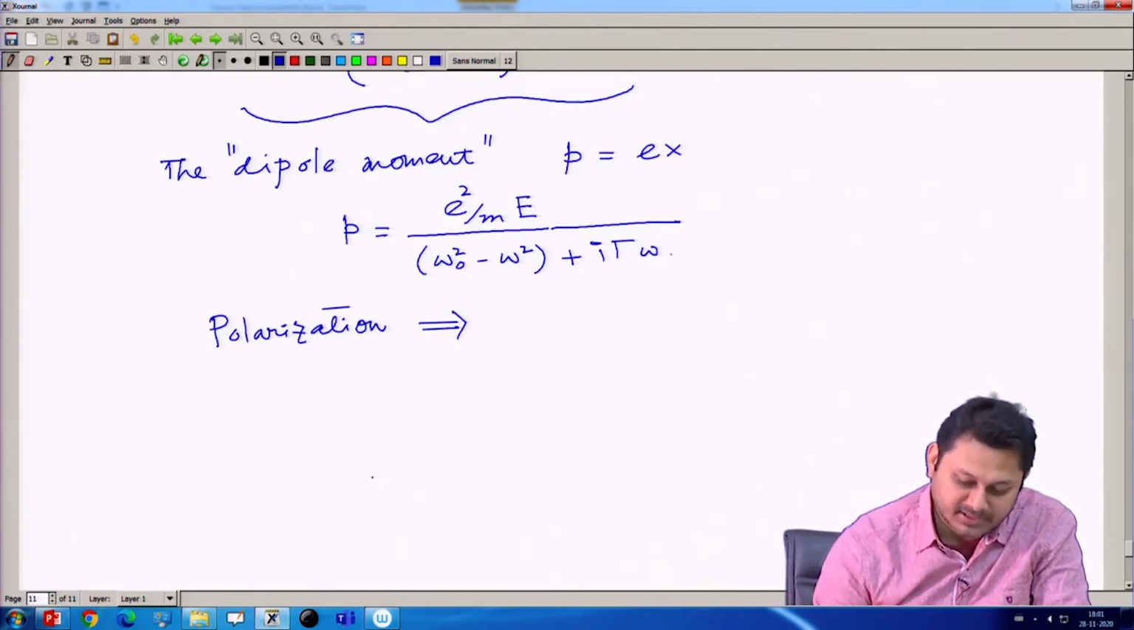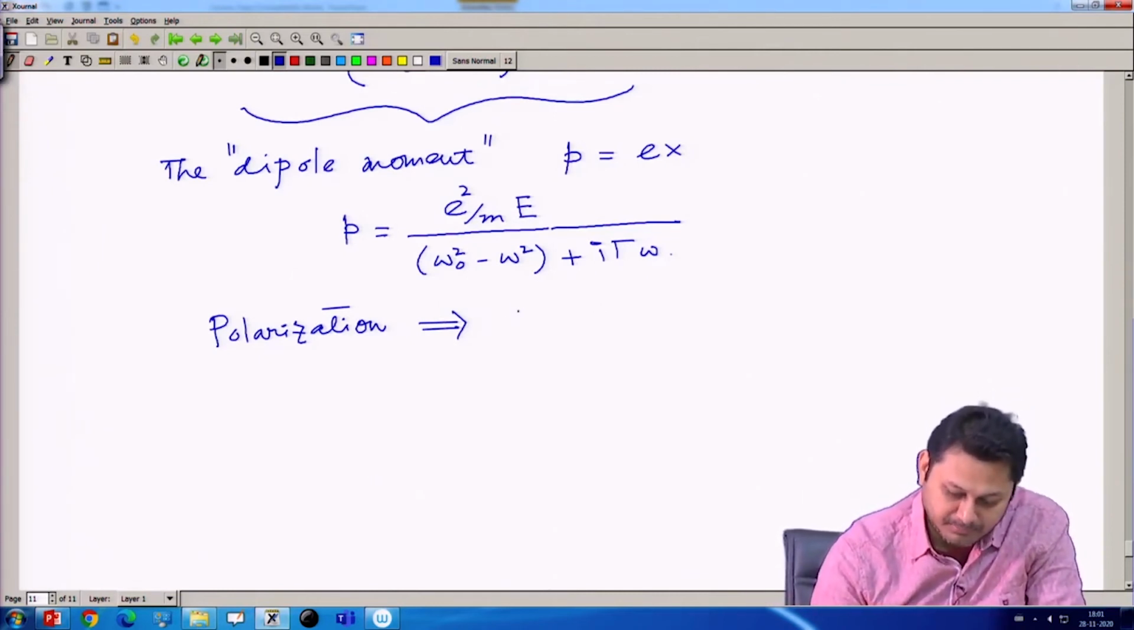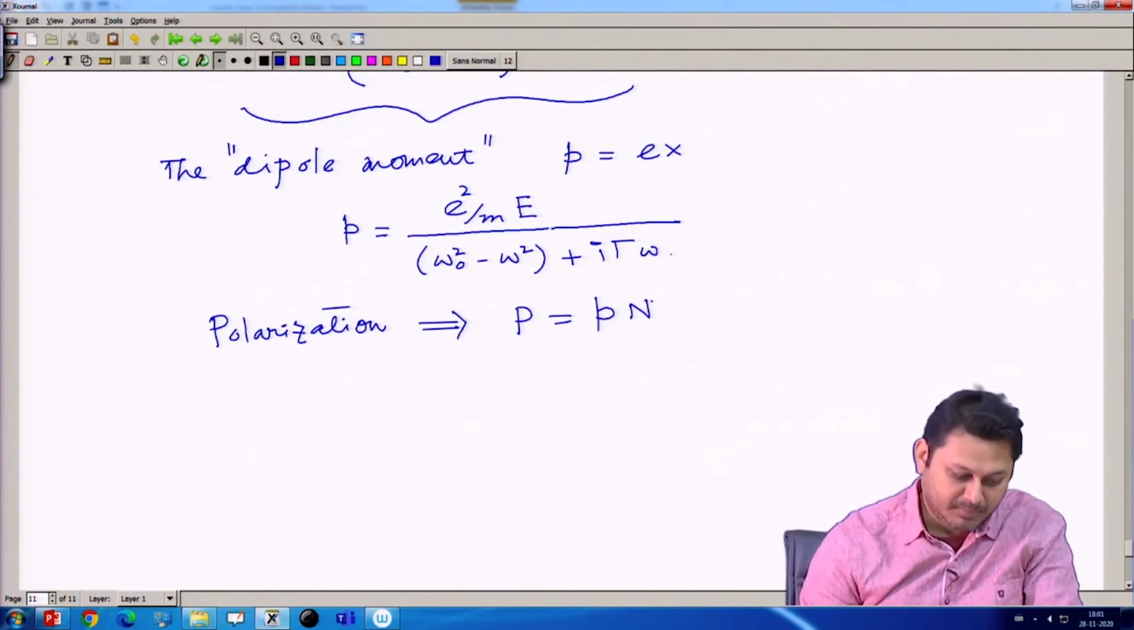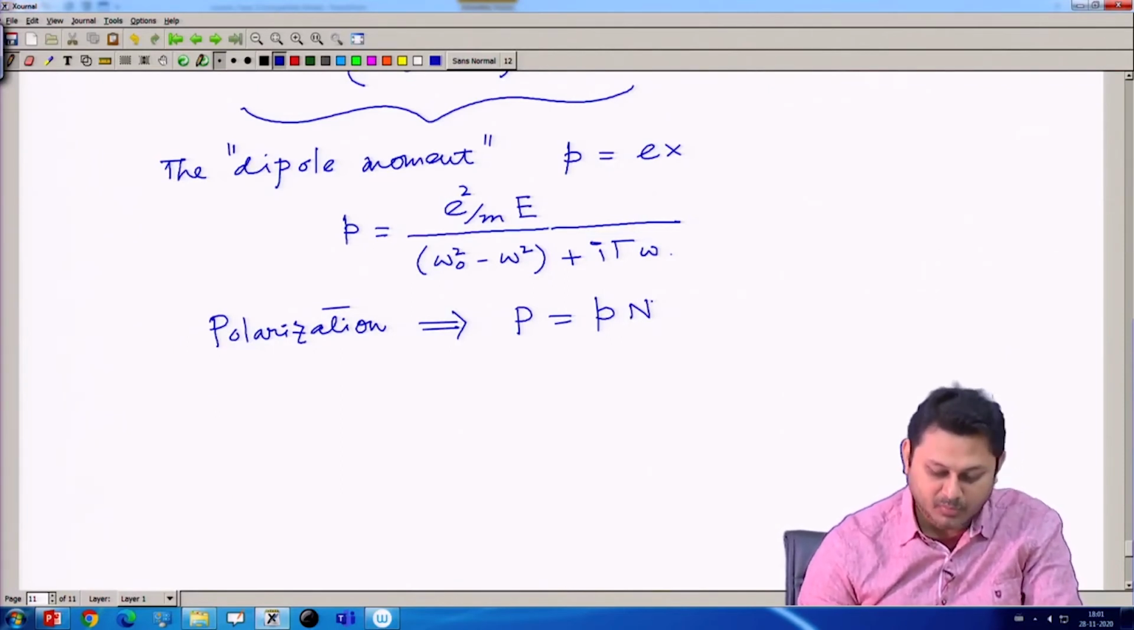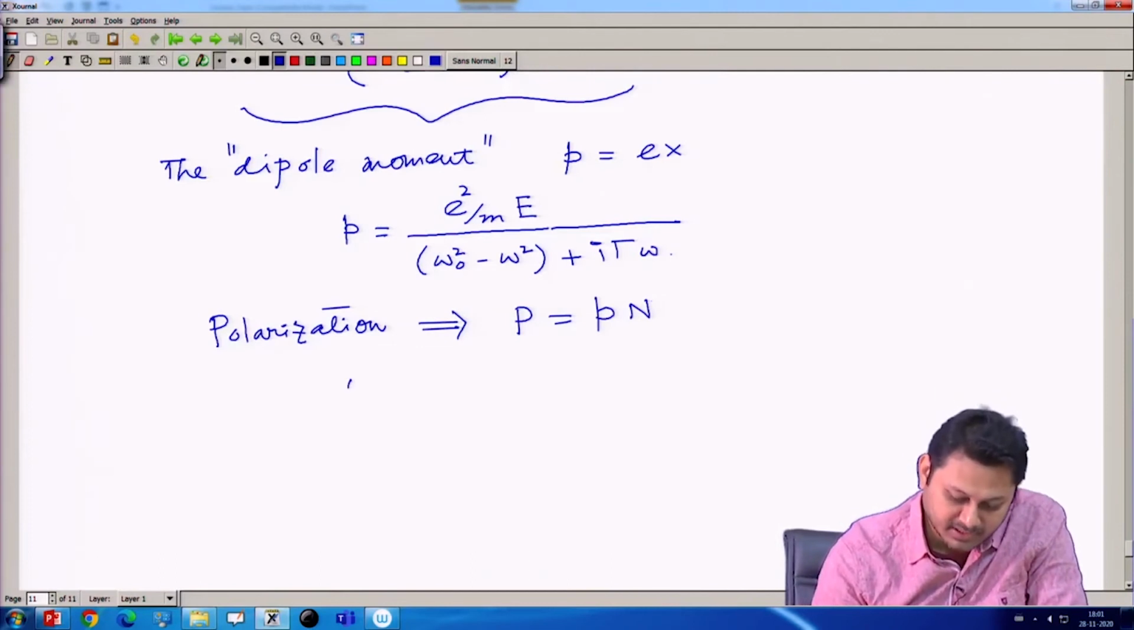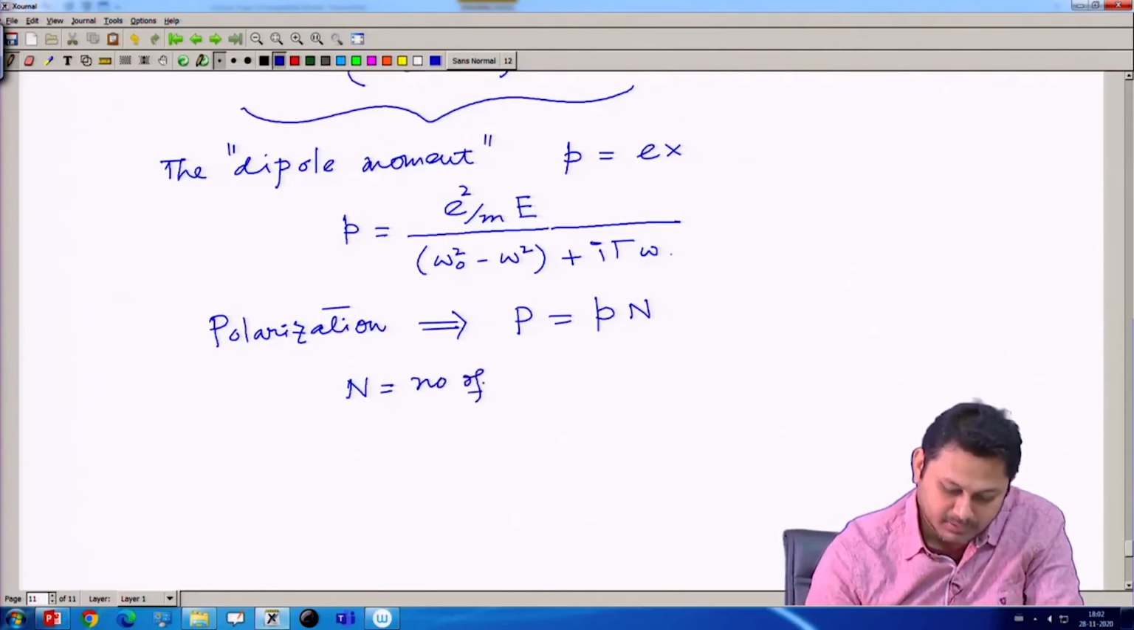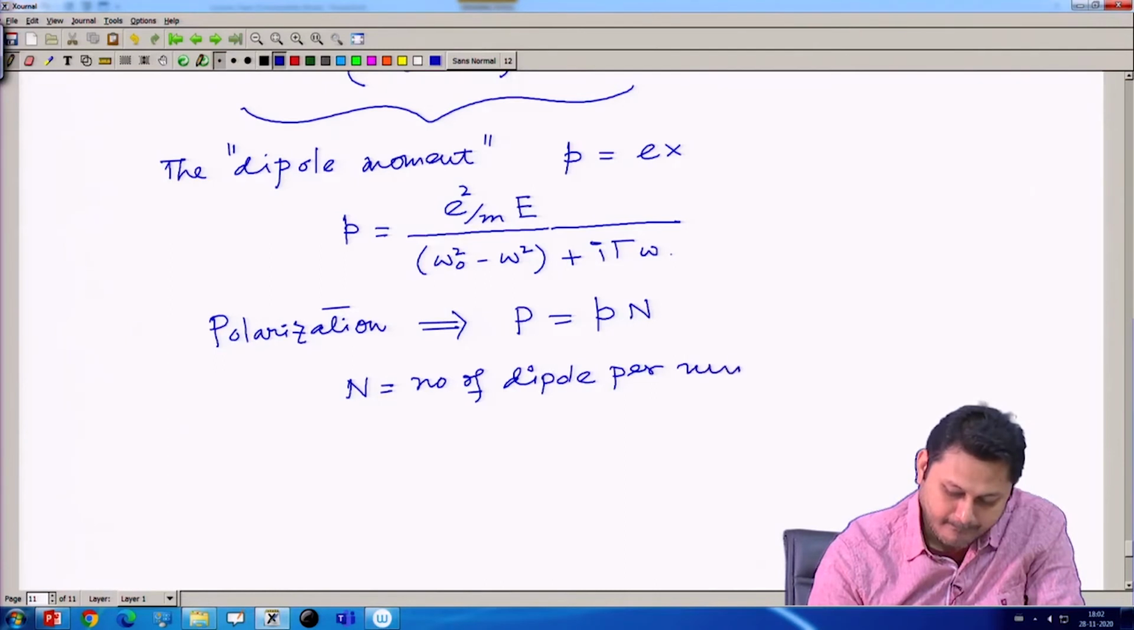So, the polarization is P, which I can write from the dipole moment, and n is the number of dipoles per unit volume. So, the dipole moment per unit volume is my polarization. So, n here is the number of dipoles per unit volume.